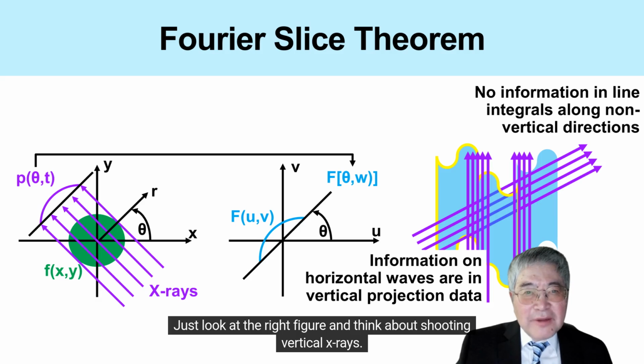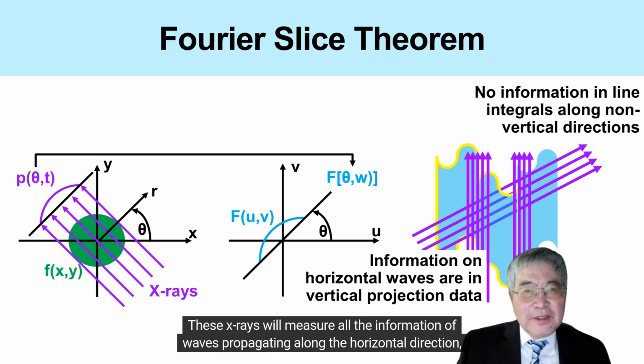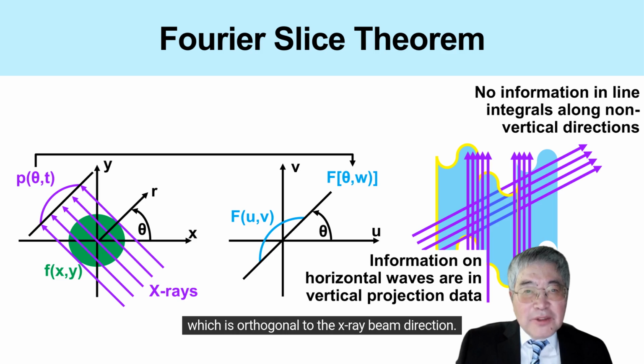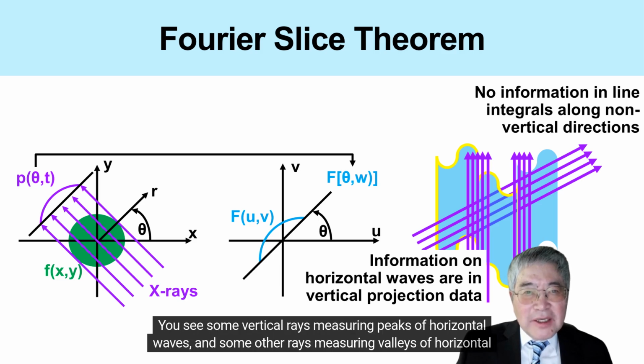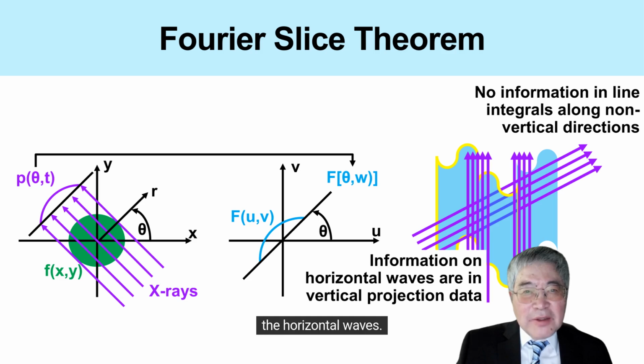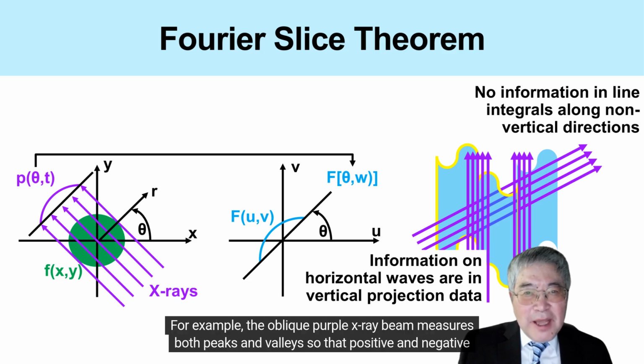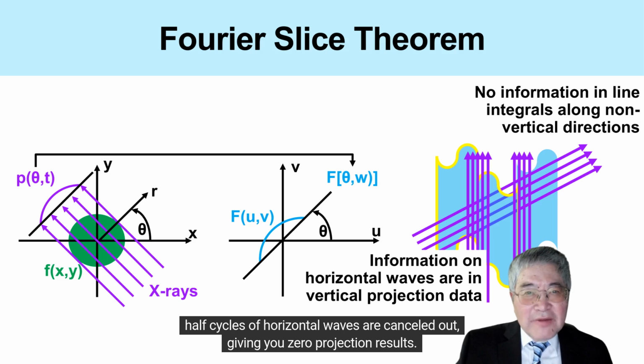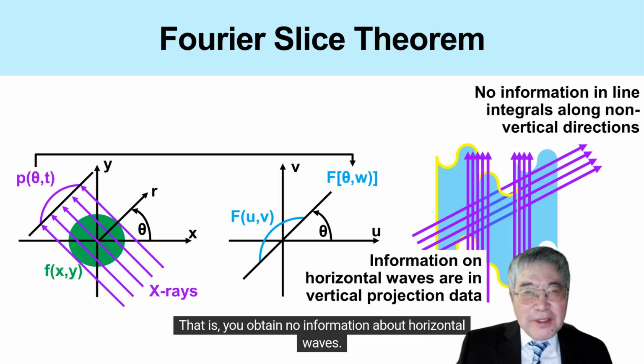Just look at the right figure and think about shooting vertical X-rays. These X-rays will measure all the information of waves propagating along the horizontal direction, which is orthogonal to the X-ray beam direction. You see some vertical rays measuring peaks of horizontal waves, and some other rays measuring valleys of horizontal waves. Note that for X-ray beams not orthogonal to the horizontal waves, you don't measure any information carried by the horizontal waves. For example, the oblique purple X-ray beam measures both peaks and valleys so that positive and negative half cycles of horizontal waves are cancelled out, giving you zero projection results. That is, you obtain no information about horizontal waves.